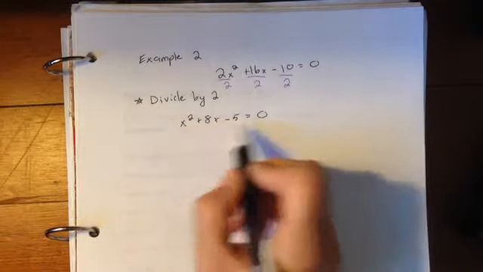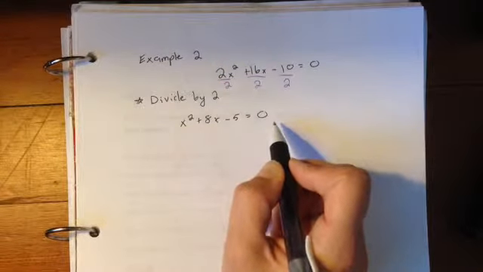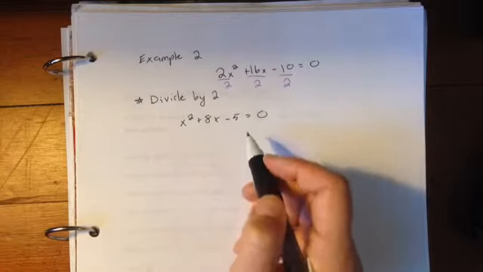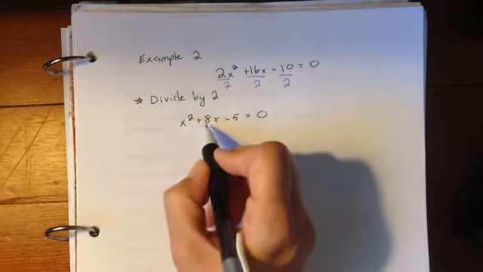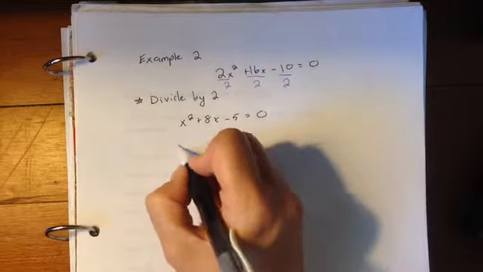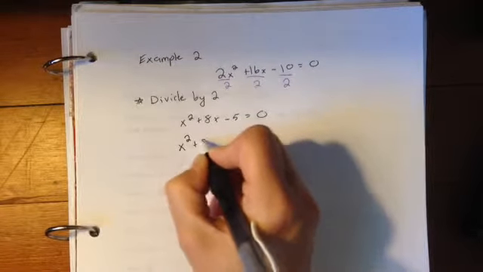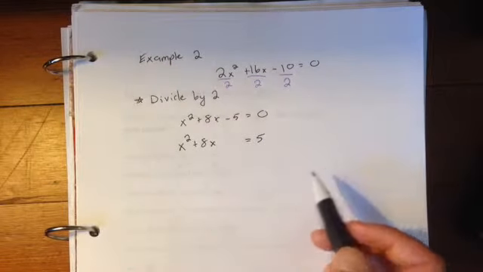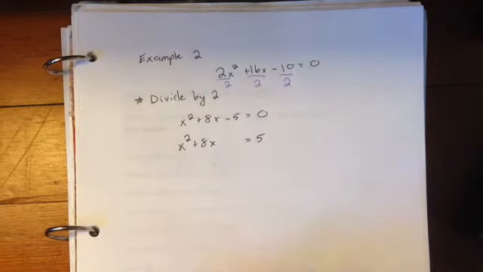Now that I have an equation that looks more like the one I looked at last time, where the lead coefficient is 1, I'll go through those same steps again. I'm going to get the x squared and the 8x on one side by themselves by adding 5 to both sides. And then I'm going to find my magic number and add that to both sides to complete the square.